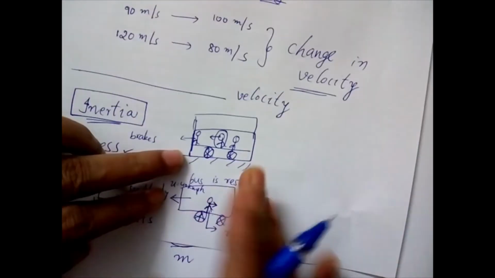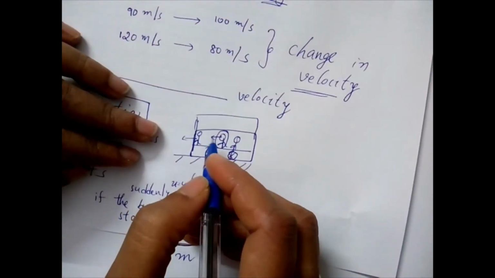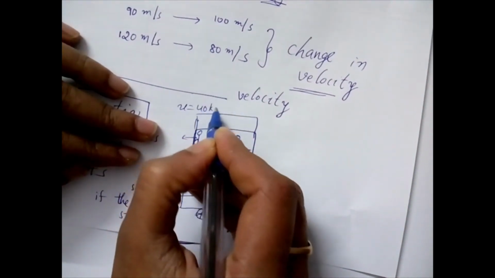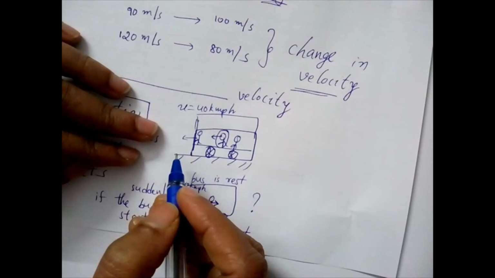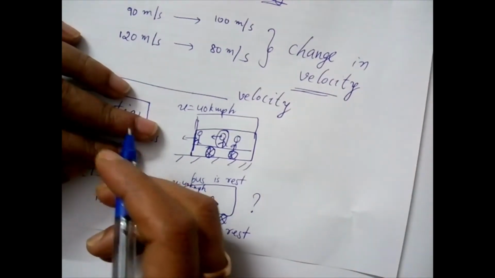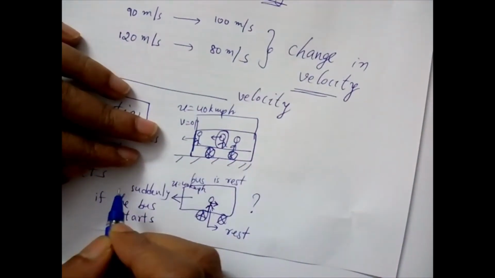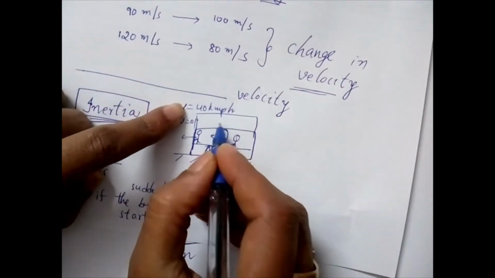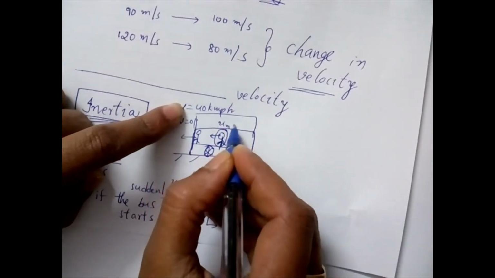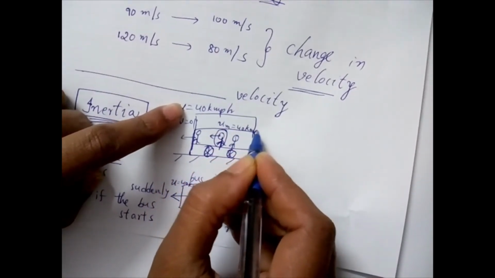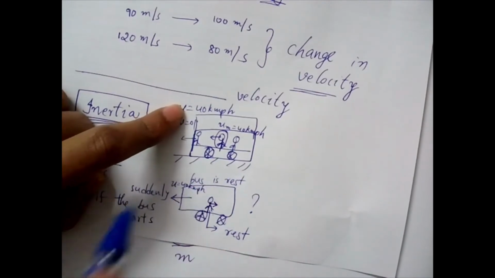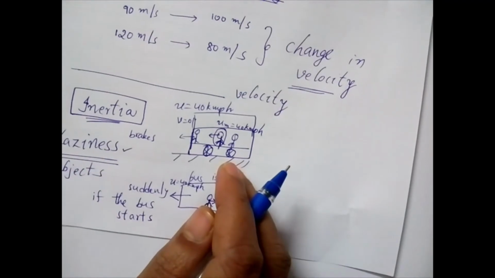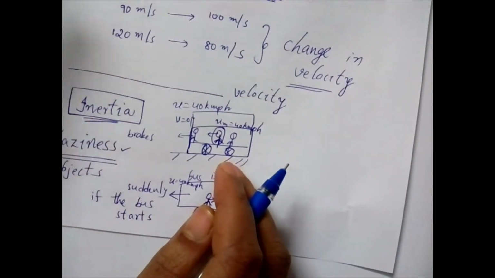In the same way, when the bus is moving with some velocity, let us take the same velocity 40 km per hour, the bus is moving. When suddenly brakes are applied, what happens? Its final velocity will become 0. Then what should be your velocity? Along with the bus, you were also moving with 40 km per hour. So you don't want to stop. That's why you will have a forward push.